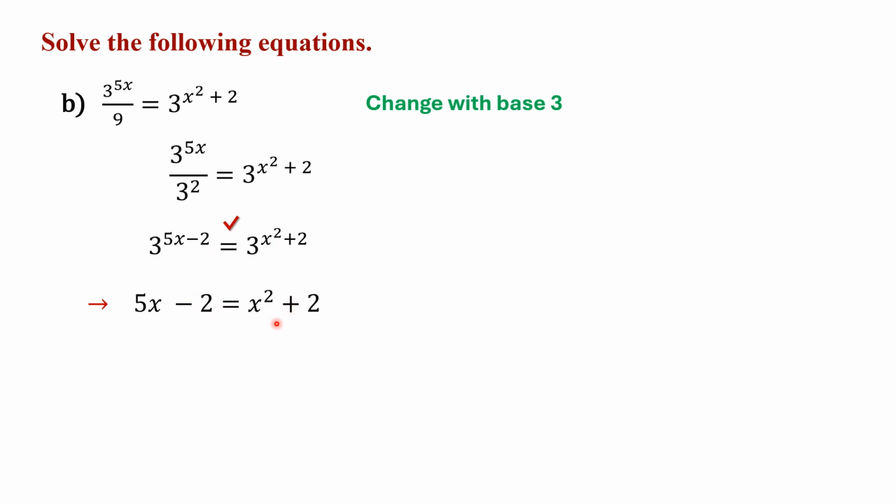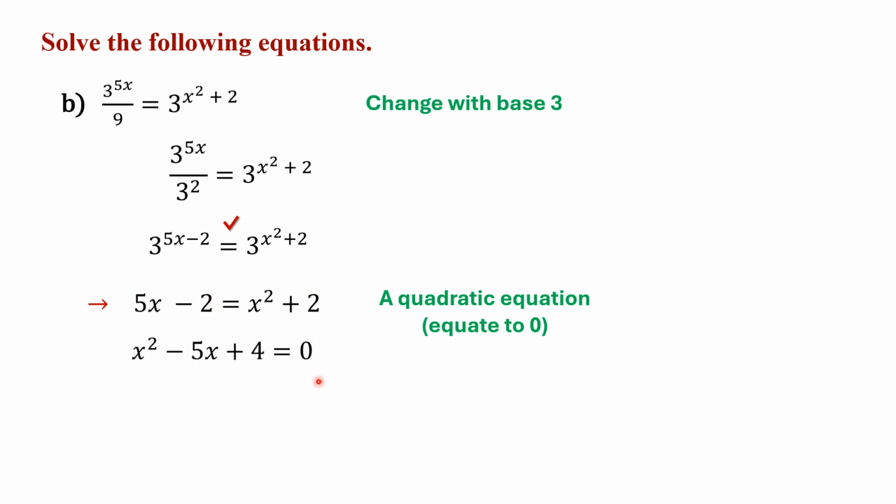This equation is a quadratic equation, and as we know, when solving a quadratic equation, we have to equate to 0. So equating this equation to 0, we get x squared, then move the 5x to the other side, and move the negative 2 to the other side. So we get x squared minus 5x plus 4, because 2 plus 2 is equal to 4. Now, factoring this quadratic equation, we get the factors x minus 1 and x minus 4 equal to 0. And make sure once you factor them, you multiply to make sure that the product is correct.